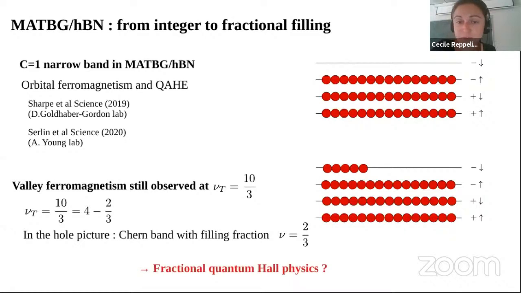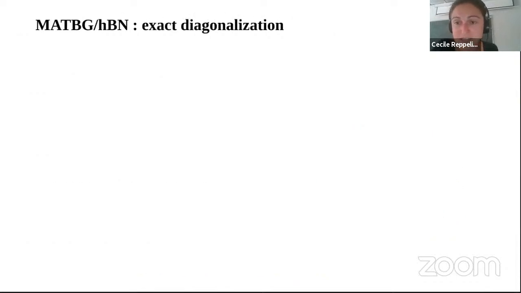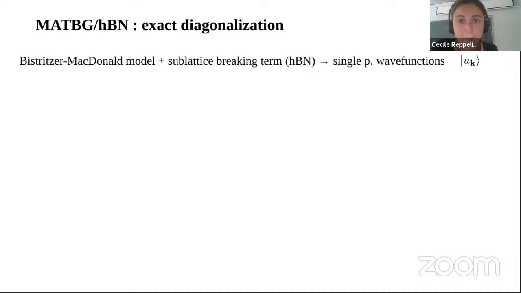So can we find some fractional quantum Hall physics? Some will or have tried to do the experiments. I can do some numerics to try and see if it has a chance to work. For that, you can do exact diagonalization. Let me tell you about the model that we're using. We start from the Bistritzer-MacDonald model, to which we add a sublattice breaking term corresponding to the alignment of HBN. That's what we talked about yesterday.